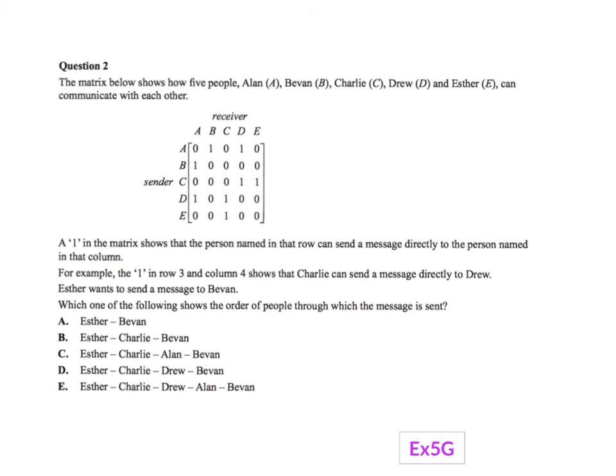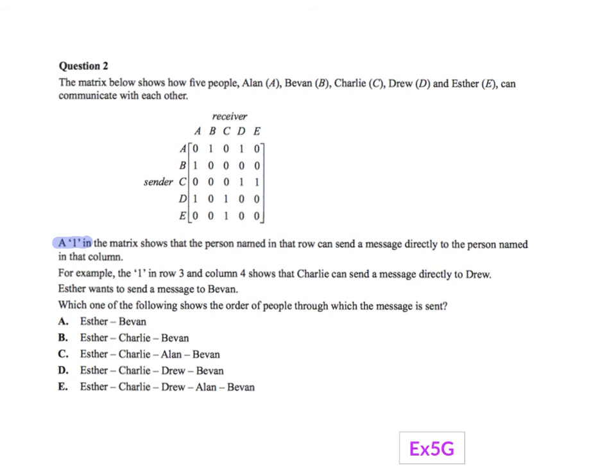Okay, the matrix below shows how 5 people, Alan, Bevan, Charlie, Drew, and Ether, can communicate with each other. And they're always going to give you this blurb, and what they're going to say is number 1 means they communicate. So they always have to say that. In exams, they have to be clear. So you're always going to see all this blah, blah, blah. And they'll give you an example to explain. So they're saying that a 1 between Charlie and Drew means they communicate.